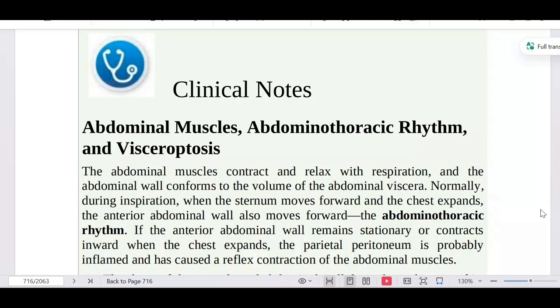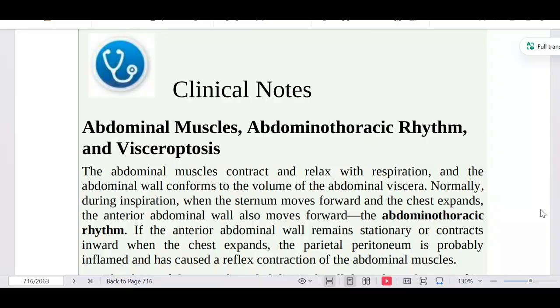Now let's also discuss a general clinical note related to the abdominal muscles and the abdominothoracic rhythm. Actually, the point we are going to discuss here is the abdominothoracic rhythm. So you all know that when the abdominal muscles contract and relax with respiration, the abdominal wall conforms in a way to accommodate the abdominal viscera. Normally during inspiration, when the sternum moves forward and the chest expands, the anterior abdominal wall also moves forward. That means there is a simultaneous movement of the sternum, the chest and the anterior abdominal wall, and that simultaneous movement is called the abdominothoracic rhythm.